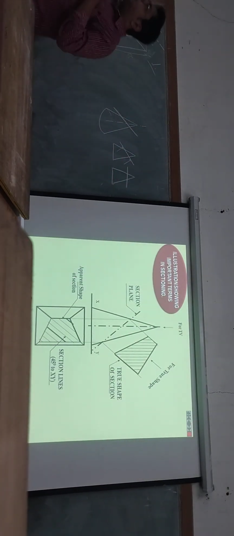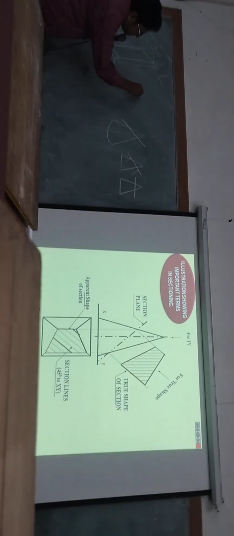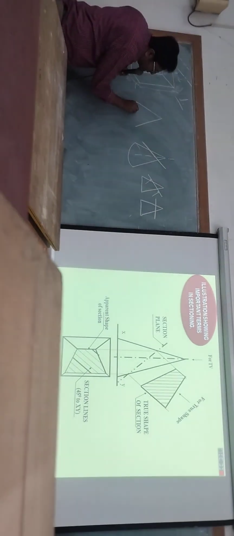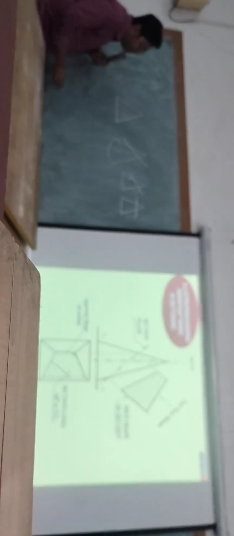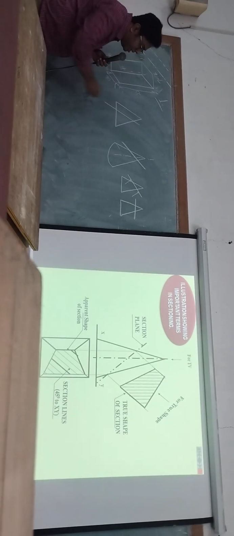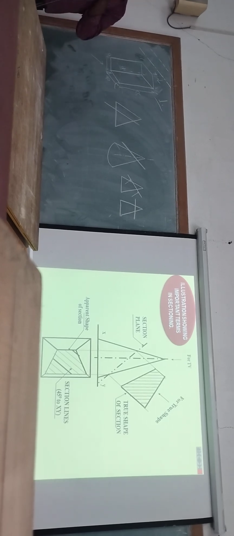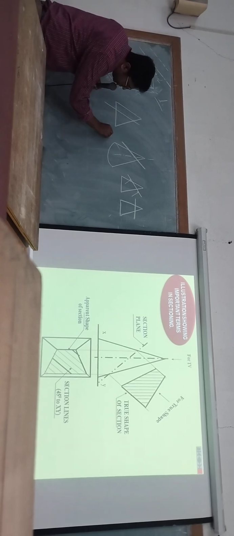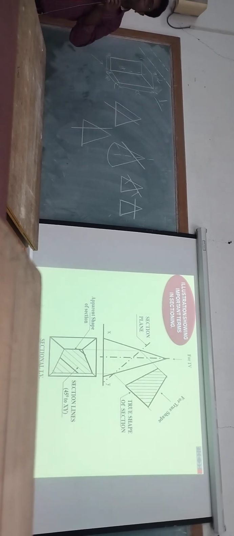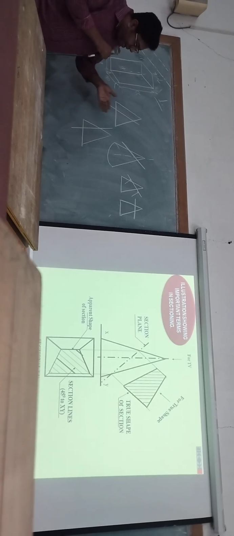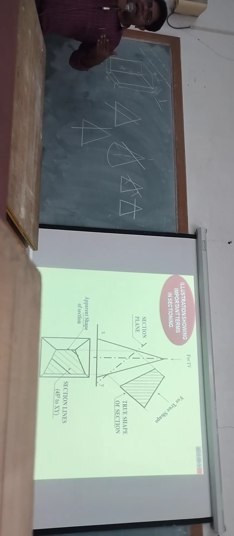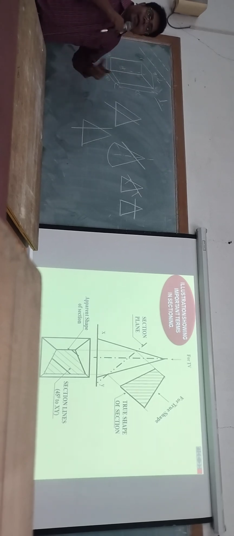Let me show you another figure. Suppose it is your right circular cone. If you are cutting in this way, with the cutting plane cutting the object as well as the base, you will get the parabola. Now, how to get a hyperbola? If I cut in this way, where the cutting plane is parallel with the center line, then you will get the hyperbola.